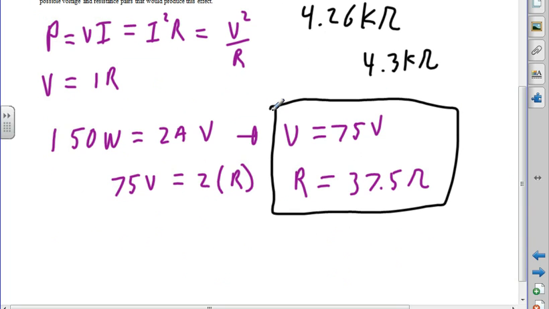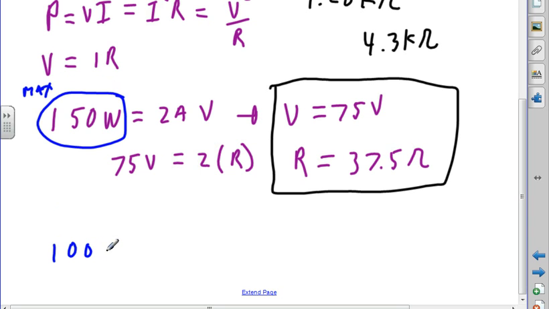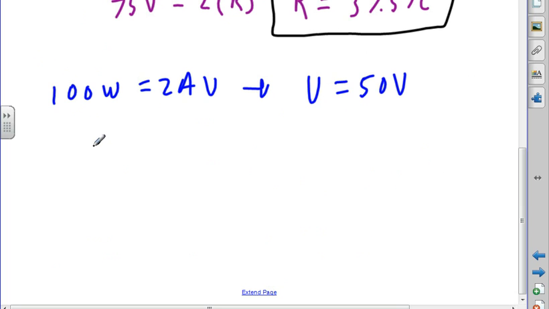Now we have half credit. Now the issue is, how am I going to get the second answer when there's an infinite number? Well, we'll just pick a different wattage. The 150 is a maximum, so I'll just pick something less than that, like 100. So if I had 100 watts and 2 amps, then that would imply that my voltage has to be 50 volts.